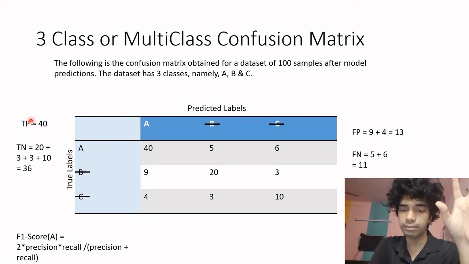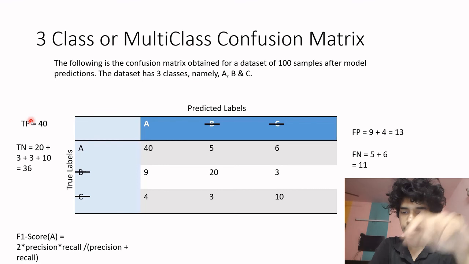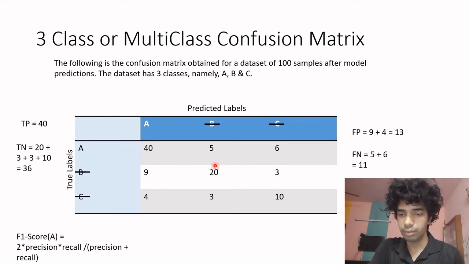So the true positive of class B would be 20, right? True negative of class B, what would it be? True negative would be the samples which were not B and have been predicted as not B. So this would be not A, not C, not A, not C: the sum of 40 plus 4 and 6 plus 10. It would be 60.